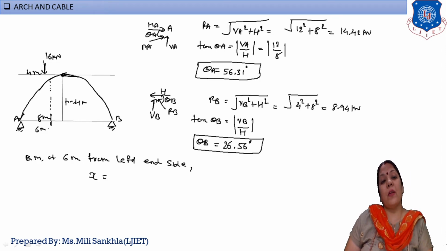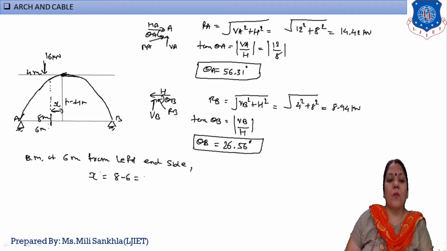Okay, for circular arch always value of X is measured from center hinge. Okay, that means here 6 meter is given, total distance is equal to 8. That means this distance is known as our X. So X is equal to 8 minus 6 is equal to 2 meter, because this value helps in finding out the value of Y, the vertical height at a section. Okay, here we get X is equal to 2 meter.